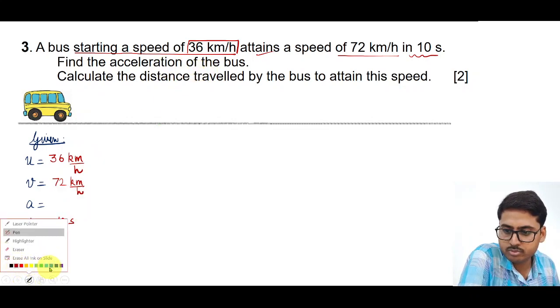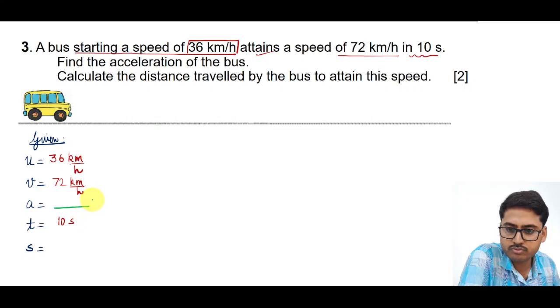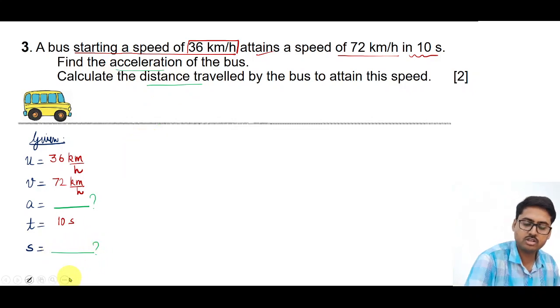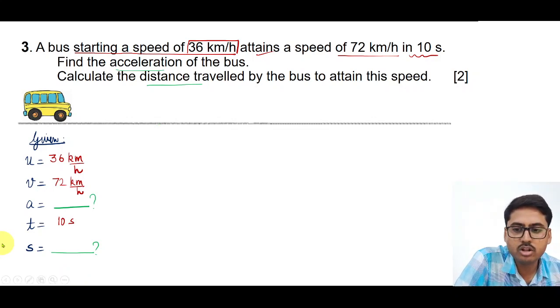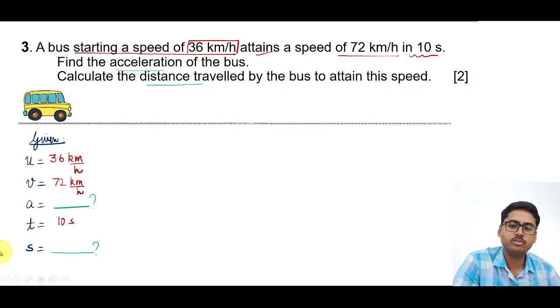So we can see we are supposed to find the acceleration, this quantity we are supposed to find, and calculate the distance traveled by the bus to attain the speed. We are also supposed to calculate the distance. So children, one thing you should know that in these type of questions, if you have got 3 information, then you can actually solve it. If there are only 2 information, then this information will be insufficient to solve the numerical. So you should keep in mind, the moment you have got 3 information, it means that you can find all the solutions. So first we need to calculate A.